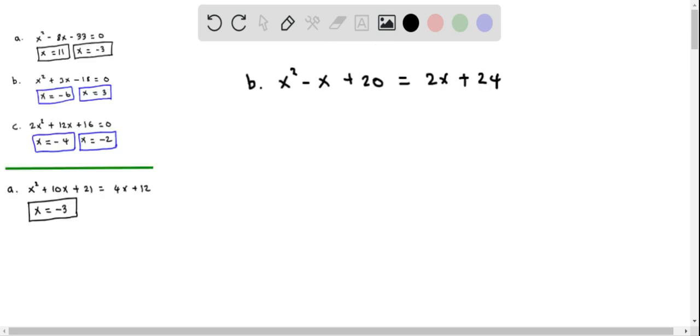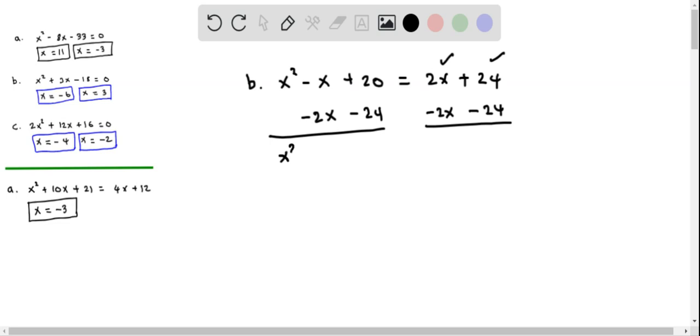Let's do part B. Here we have the equation x squared minus x plus 20 equals 2x plus 24. So we have the quadratic expression on the left side and a linear expression on the right side. Let's put this to simple form. So I should have a 0 on the right side, which means I subtract 2x and 24 from both sides. So I write negative 2x and negative 24. We subtract this on both sides.